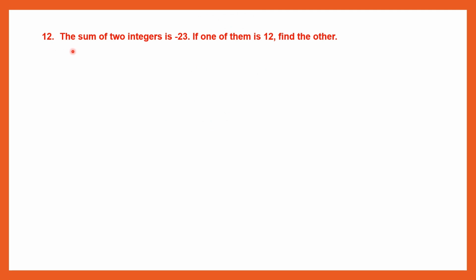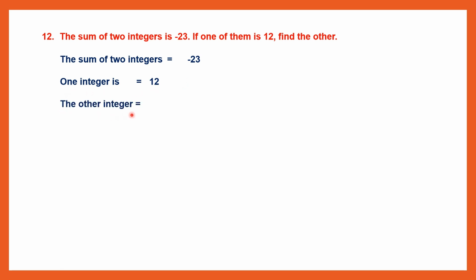Question 12. The sum of two integers is negative 23. If one of them is 12, find the other. So this is the sum of two integers. That is, when we add up two integers, we get this. And of those two integers, one integer is given to us. We have to find out which the other integer is. So let's write what's given to us. The sum of two integers is negative 23. Then one integer is given to us, that is 12. The other integer is what we need to find out. That means 12 plus this integer gives us negative 23.